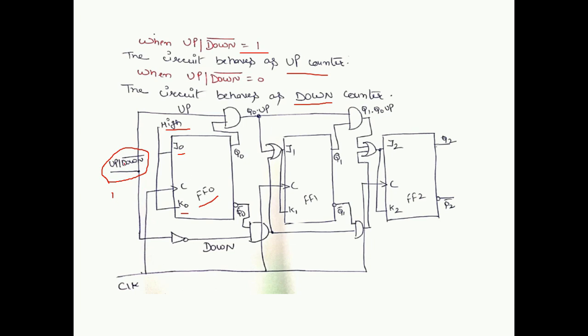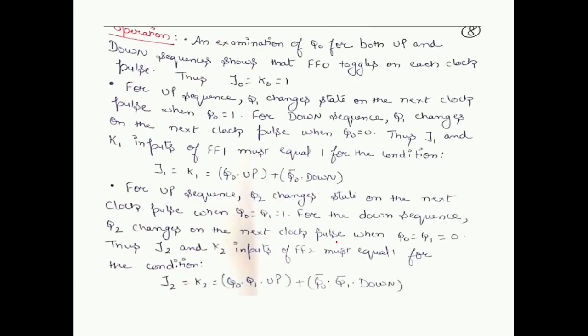On the other hand, when up slash down bar is equal to 0, the upward wire will become equal to 0. So 0 multiplied by anything is 0. So Q0 and Q1 will not be used, rather 0 through NOT gate will be 1. Now in this case, Q0 bar and Q1 bar will be activated and our counter will start behaving as a down counter. So this is the working of the up counter slash down counter, or we can say it as a bidirectional counter. So this is the operation that I have already discussed.